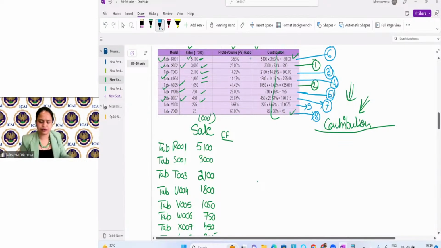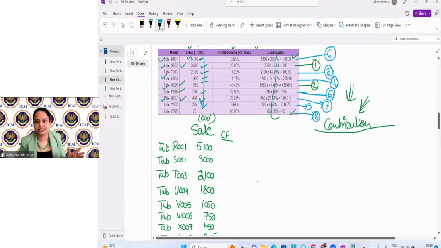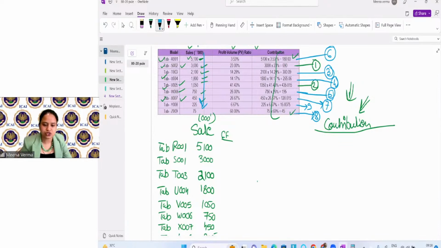So in this way, according to the way the contribution decreases, arrange them. The way we have arranged, sale is already in descending order, but contribution is not in descending order. So we have to arrange it in descending order, right? So first, the highest contribution is what?